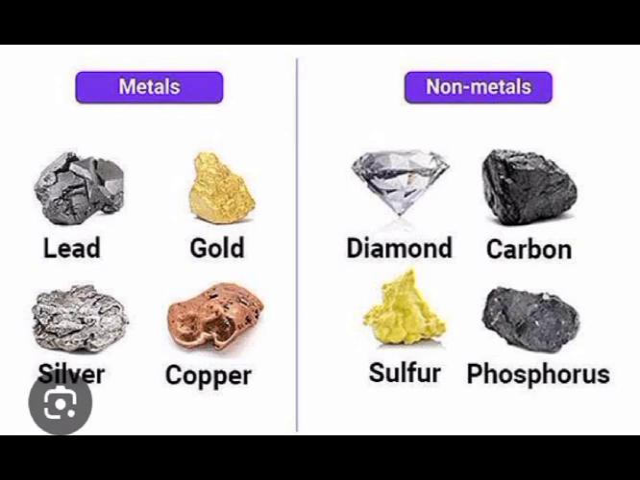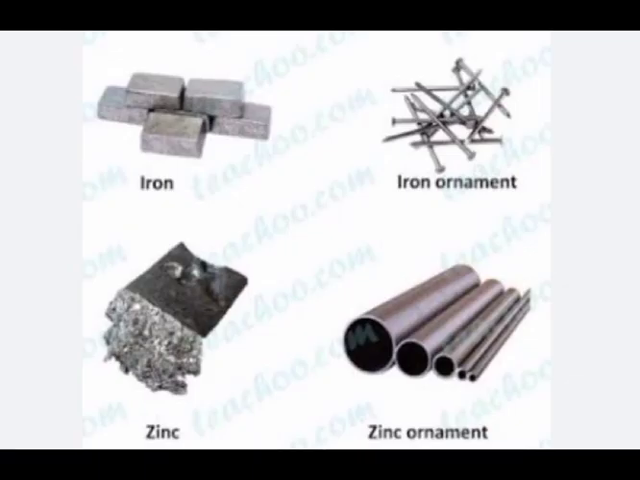Some elements are dull, some are shiny, some are liquid, some are solid, some are gas. So due to these properties, elements can be classified into two groups, that are metals and non-metals. The simplest way of classifying the elements is by dividing them into metals and non-metals. There are main differences between metals and non-metals that are given in your textbook in the table.